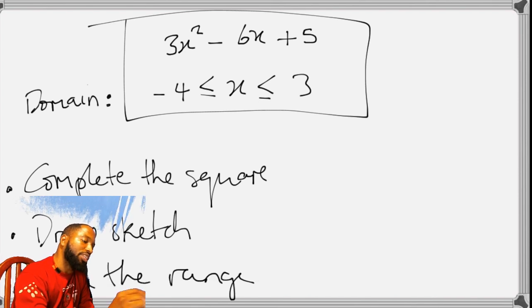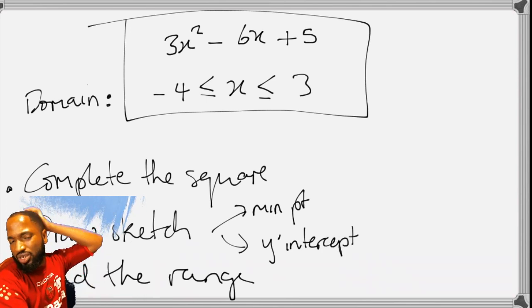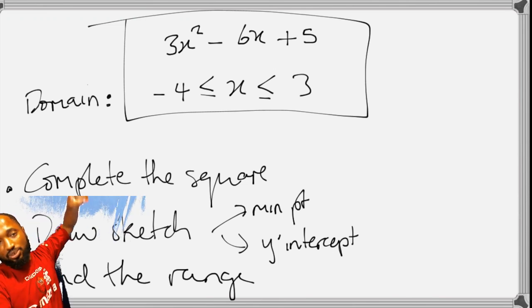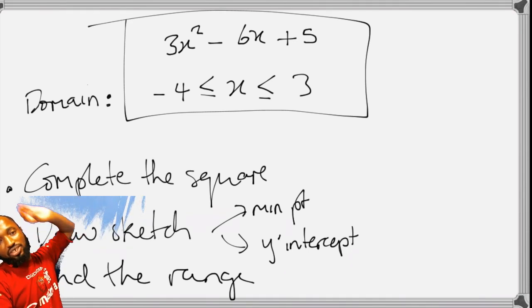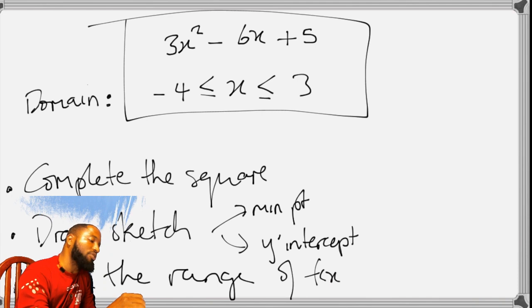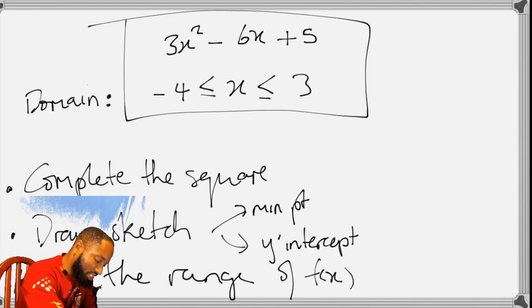Now when you're drawing this sketch, you would need to know the minimum point and the y-intercept. I'm not too concerned about the roots right now. So complete the square, draw the sketch, and find the range of f of x. Range of values for f of x. This should take us out.